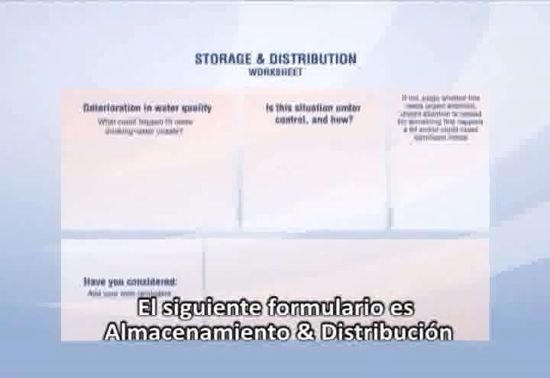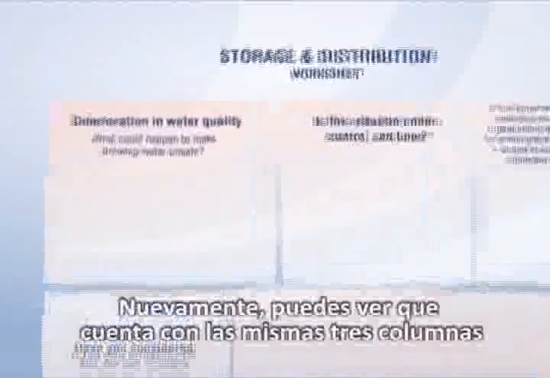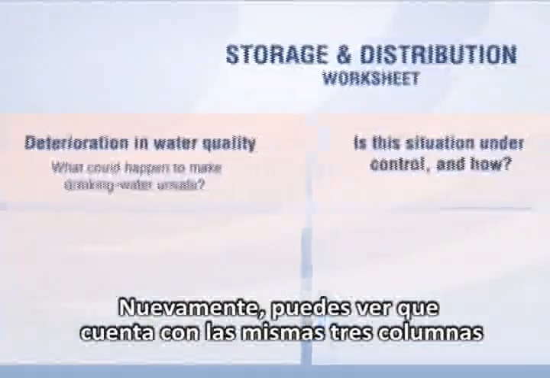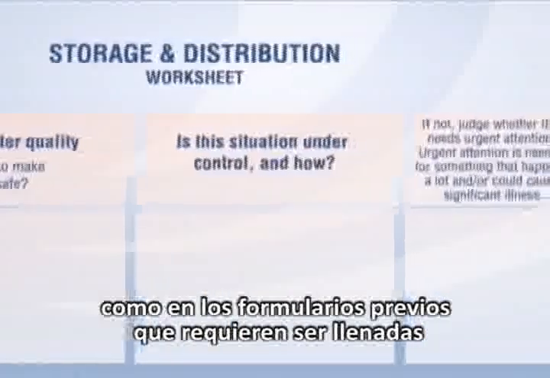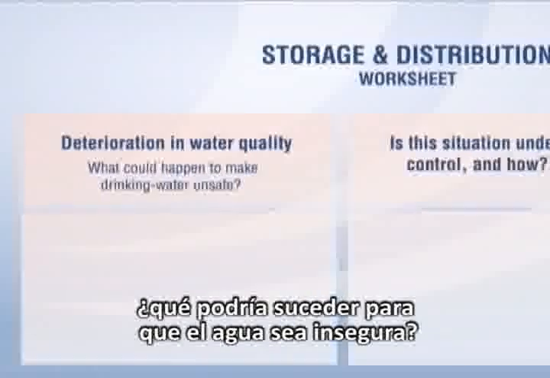The next worksheet is storage and distribution. As you can see again, there are the same 3 columns as the previous worksheets, which need to be filled out. The first column is of course what could happen to make the water unsafe.